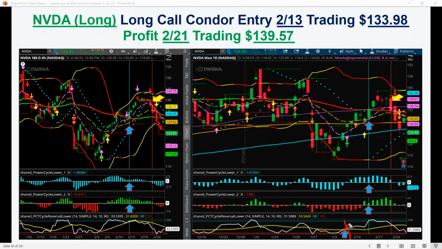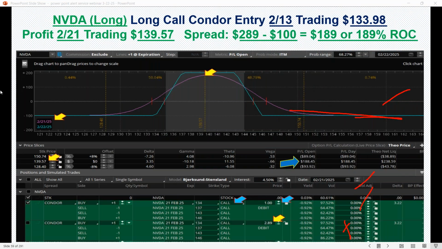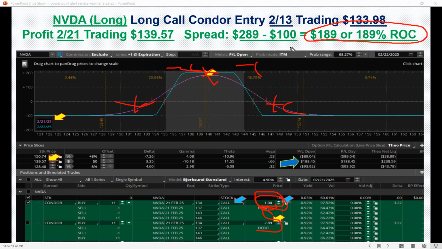So, cycle one reversal, momentum, went long here. So here was the trade. This was a call condor. Okay, long the call condor, short the call spread there, set this up for $1, goes out right in the middle right here. So went from $1 to $2.89, so up $189, 189% return. Positive theta.